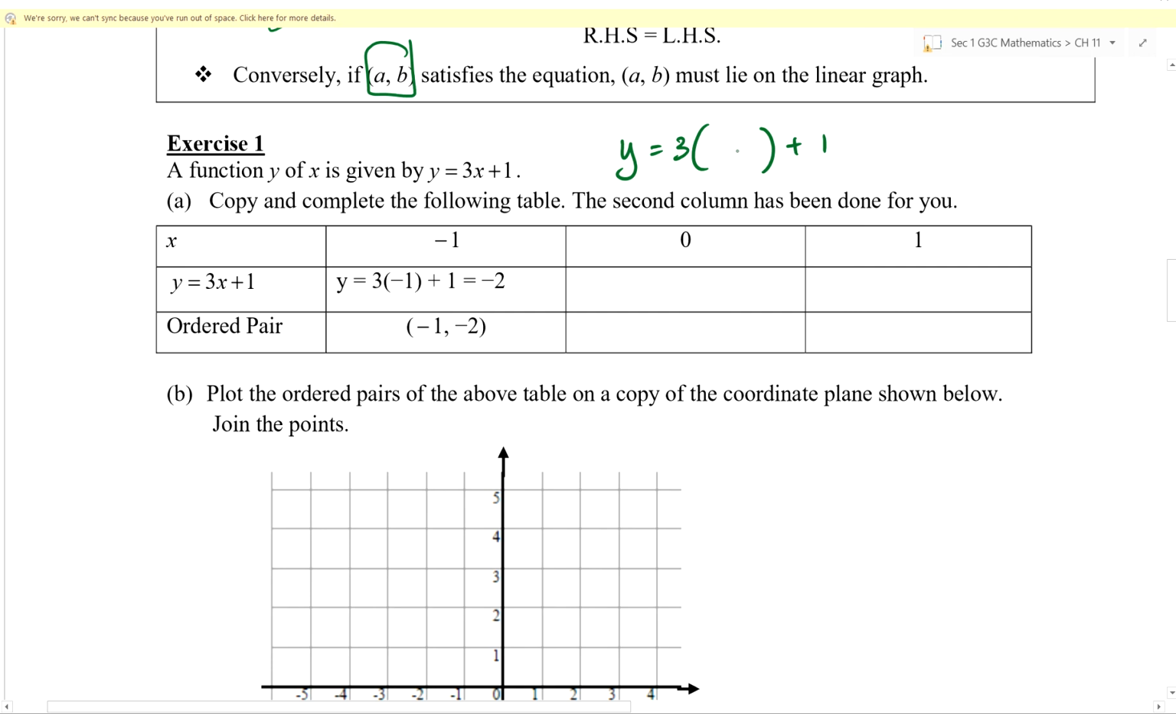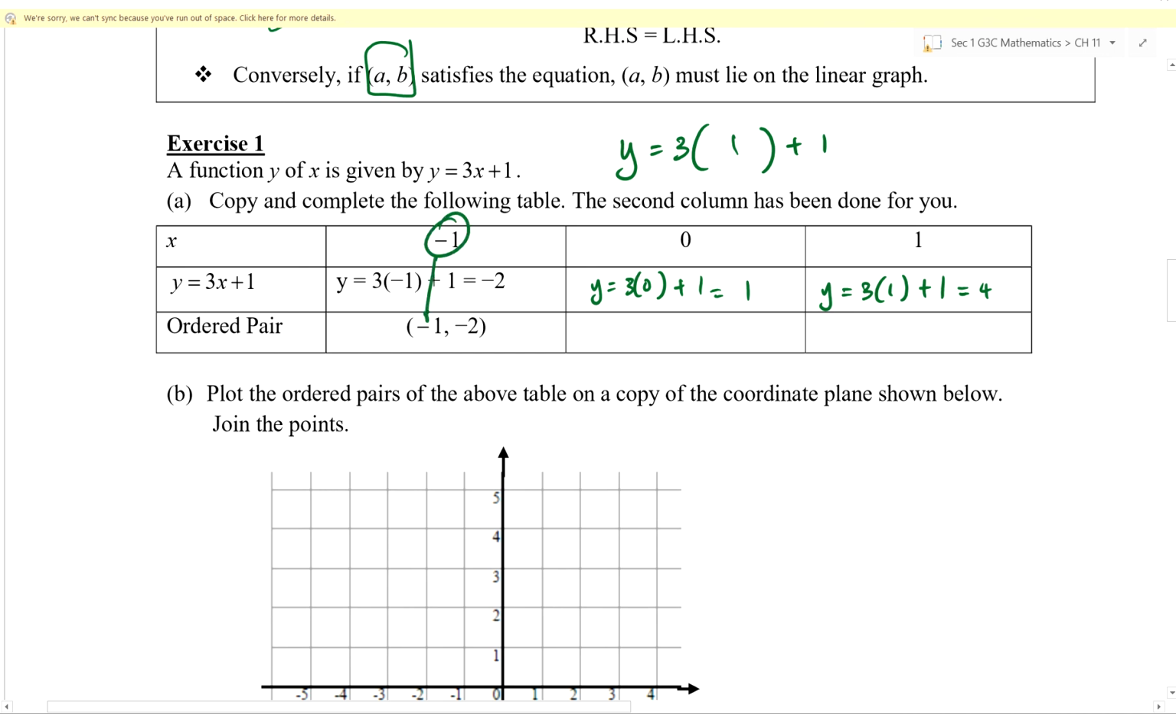So for the second x value, y equals 3 times 0 plus 1, which is simply 1. The final x value, y equals 3 times 1 plus 1. So we get 4. Now for the ordered pair, the x coordinate must always come first.